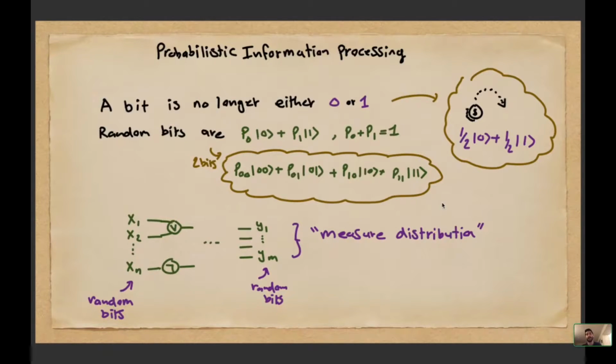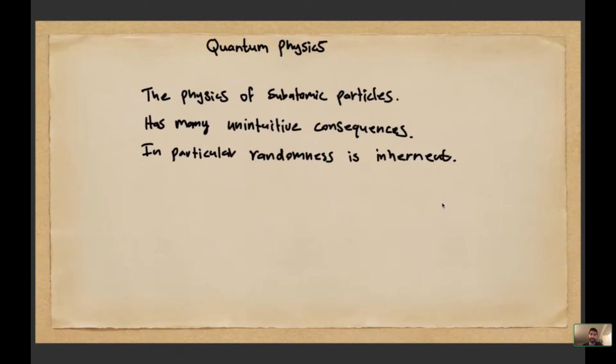Okay? So now we can go to quantum information processing, which uses quantum physics. What is quantum physics? Quantum physics is the physics of subatomic particles, and it has many unintuitive consequences like entanglement and interference, which we will discuss. And in particular, what's important about quantum physics is that randomness and probabilities are inherent to it. It's no longer that randomness is only something that allows us to model our state of knowledge or lack thereof, but in fact, it's something inherent to the system itself.